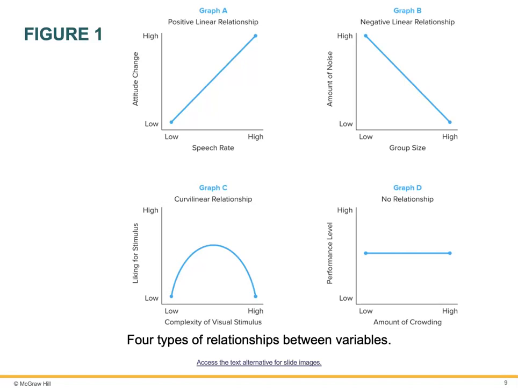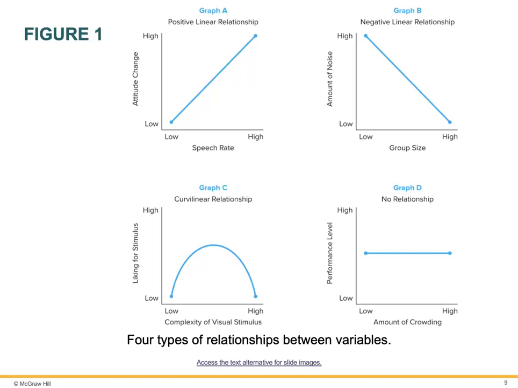Research on the relationship between age and happiness indicates that adults in their 40s are less happy than younger or older adults. So a U-shaped curve results in this relationship, and it is graphed here. And then, obviously, no relationship. When there is no relationship between the two variables, the graph is simply a flat line. And figure 1 here in graph D illustrates that.